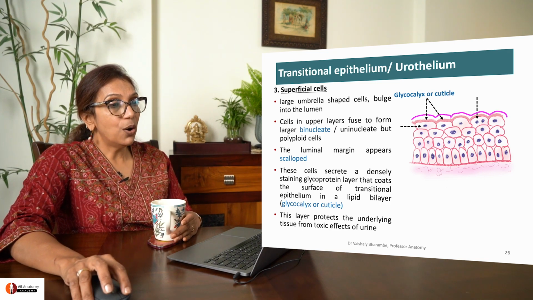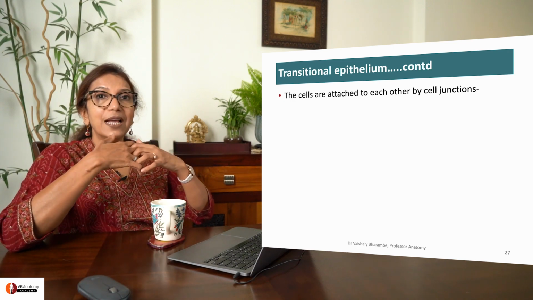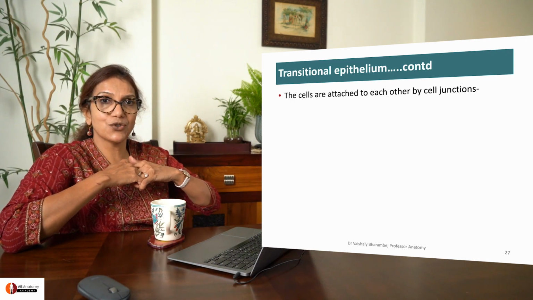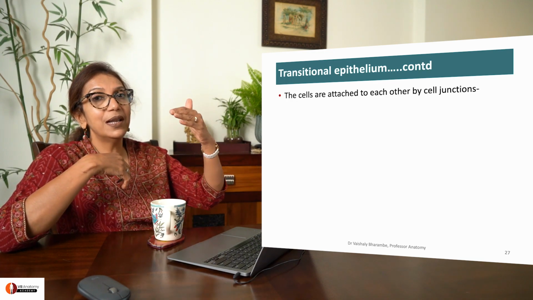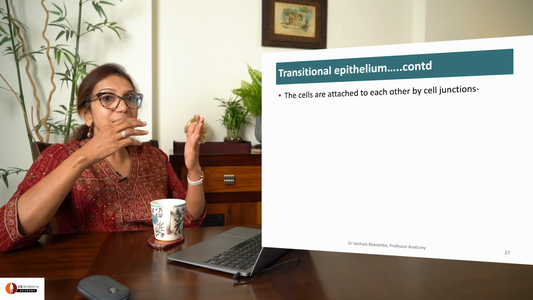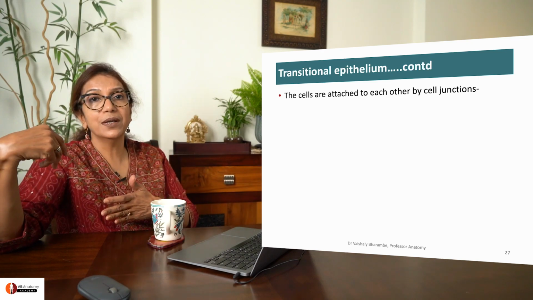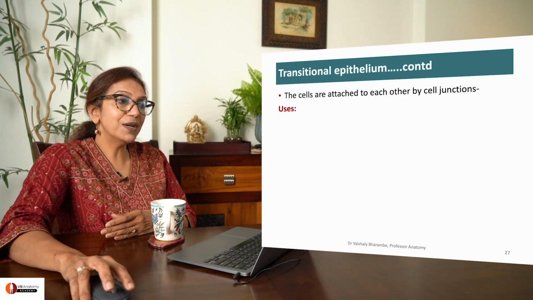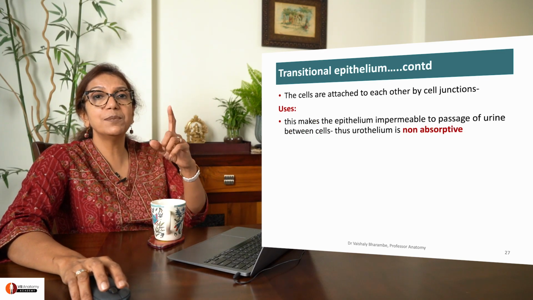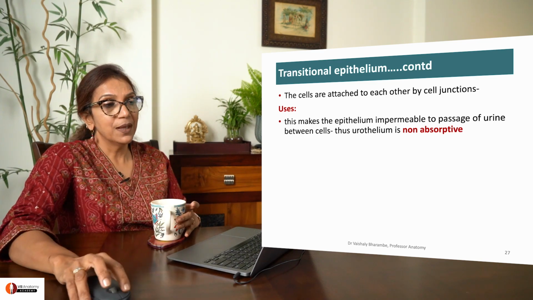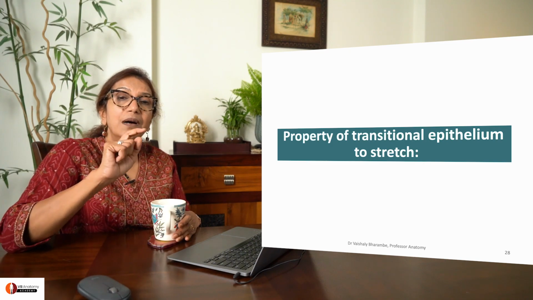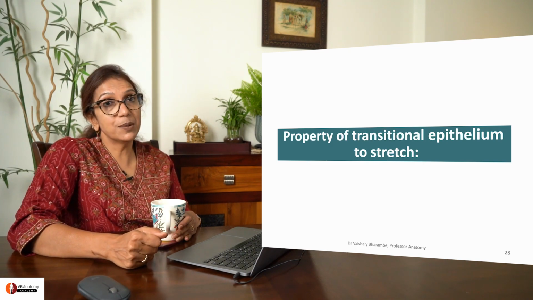Okay, all the cells on the top are attached to each other with the help of cell junctions. What is the importance of this? It will not allow absorption. So the toxic urine will not be absorbed deeper below. So what function are you seeing? Non-absorptive, protective, non-absorptive. I want to take you to its third important function, stretchability.